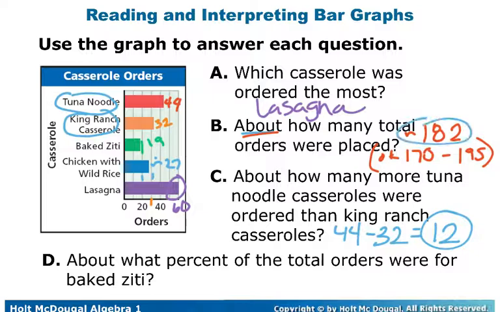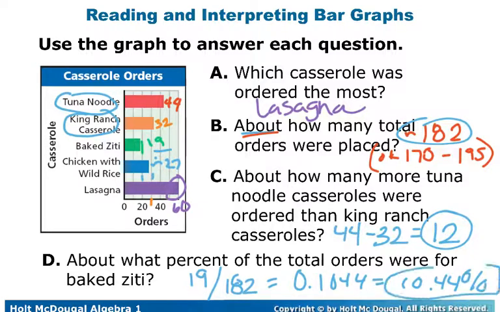Alright. And what percent of the total orders were for baked ziti? Baked ziti is 19, and we knew that the total was 182-ish. So let's see, 19 divided by 182 is 0.1044, and so technically that's 10.44%. And since we're estimating, it may as well be about 10%. So we're interpreting the bar graphs again, not necessarily an exact science based on the data given, but that's perfectly fine.